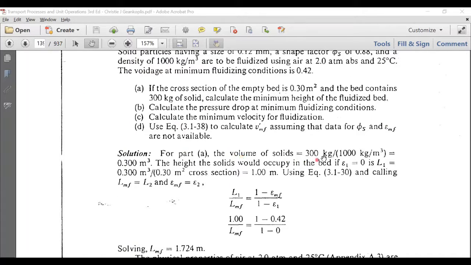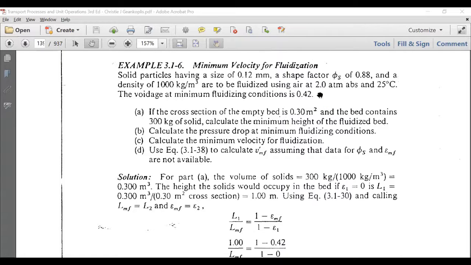So we do not know the volume of the solid. What is the volume of the solid? But we know the mass of the solid, it's 300 kilogram. Also, aside from the mass, we also know the density of the solid particles. So we can find the volume of the solid by dividing the mass of the solid with the density of the solid. So we know that the volume of the solid is 0.3 cubic meter.